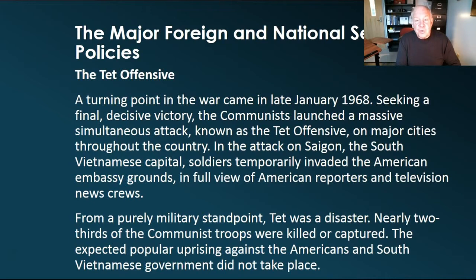A turning point in the war came in late January 1968. Seeking a final decisive victory, the Communists launched a massive simultaneous attack known as the Tet Offensive on major cities throughout the country. In the attack on Saigon, the South Vietnamese capital, soldiers temporarily invaded the American embassy grounds in full view of American reporters and television news crews.